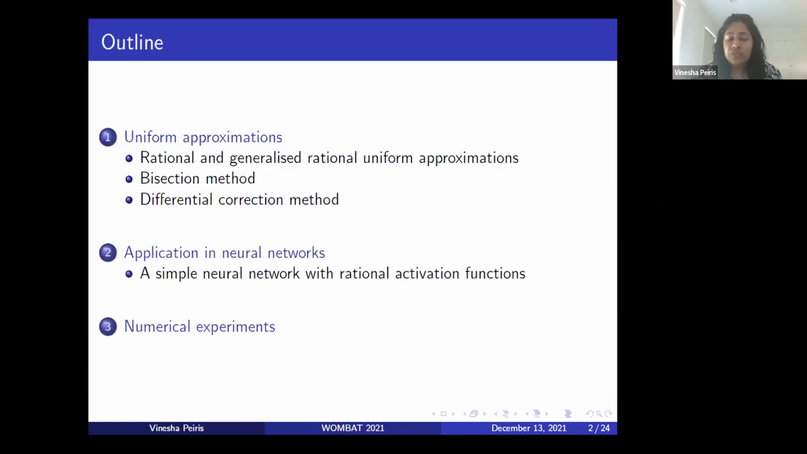So this is my outline for today. I have three main sections. So in the first part, I will be talking about uniform approximations, mostly focusing on rational and generalized rational approximations. And of course, I will talk about the bisection method and the differential correction method, which can be used to find rational approximations in uniform norm. And then I will move on to applications in neural networks. So this is where we see the contributions of rational functions and uniform approximations in the context of neural networks. And I finally have some numerical experiments.